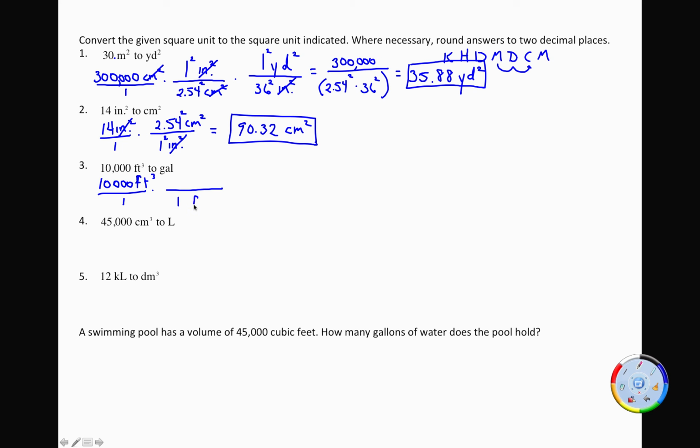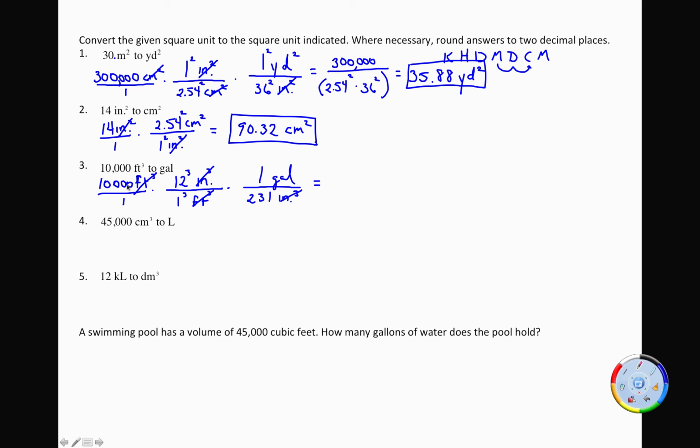Okay, I know that 1 foot is 12 inches, but I need it to be cubic feet. So let's cube all of this. Now I'm in cubic inches, and I know that 231 cubic inches is 1 gallon. Now notice, this is cubic inches, and this is already cubic inches. So I don't need to do anything else to that, and I'm left with gallons.